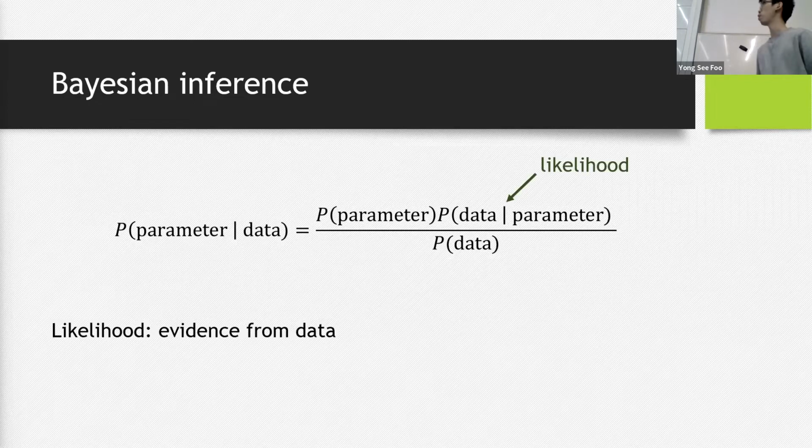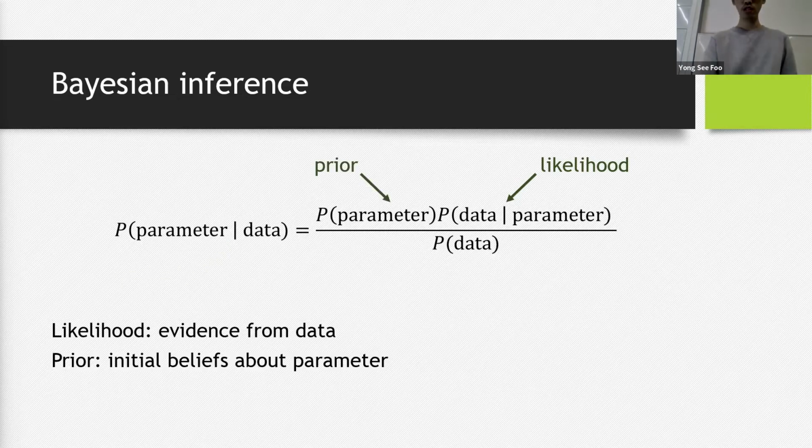So that thing there is what we call likelihood. You might remember this was what's the chance that I get a negative result even though I'm infected? So how likely is that? So that's why we call it likelihood. It's some evidence you have about the parameter from observing the data. We also have what we call the prior. And in general, that means the initial beliefs about the parameter.